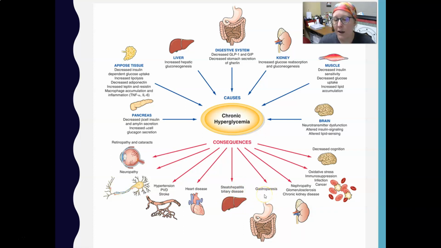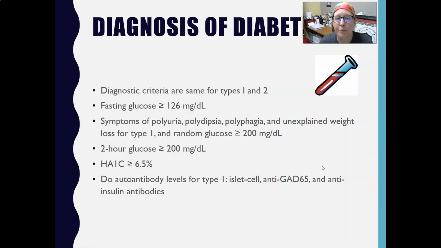Gastroparesis means that the food is not moving through the stomach very well. So gastroparesis, nephropathy, glomerulosclerosis, and chronic kidney disease all affect the kidney from the high sugar all the time. You get oxidative stress, immunosuppression, infection, and cancers in the blood, and you get decreased cognition. So that can lead to diseases like Alzheimer's. Alzheimer's is like diabetes of the brain, basically, or type 3 diabetes is what they're calling it.